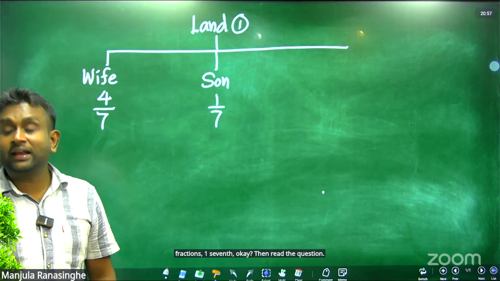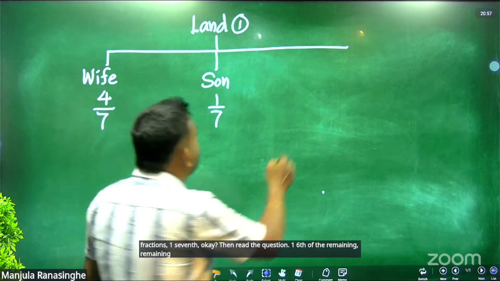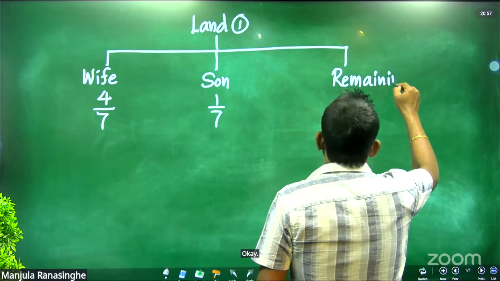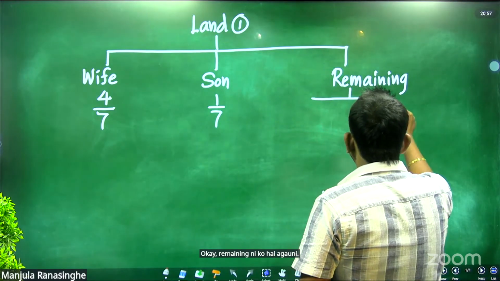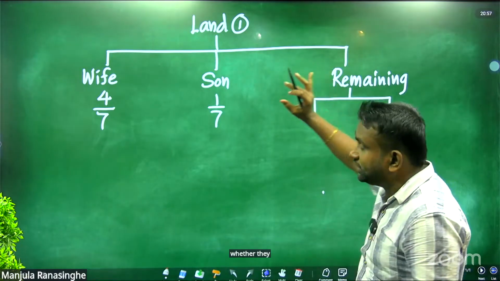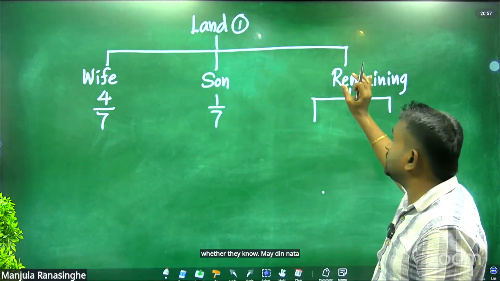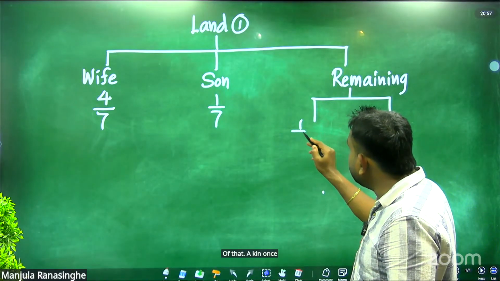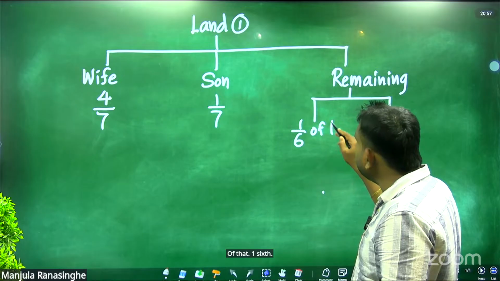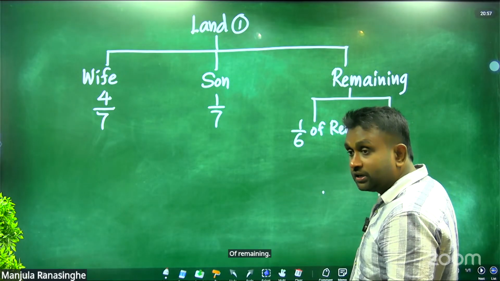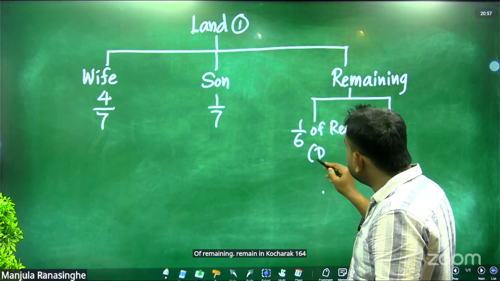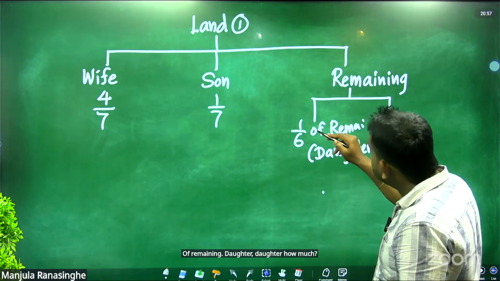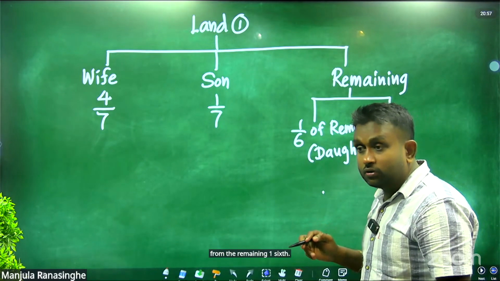1/6 of the remaining. Then you have to find what the remaining is. The remaining is the rest. After these two are given, the rest goes here. Of that, take 1/6, use the exact words: 1/6 of the remaining, 1/6 for the daughter. This is the amount given to the daughter. How much from the remaining? 1/6 for the daughter.